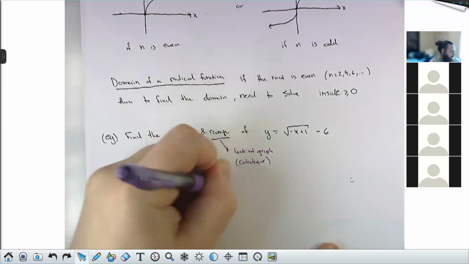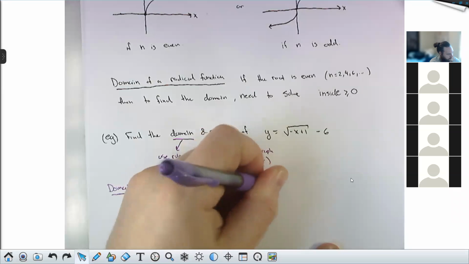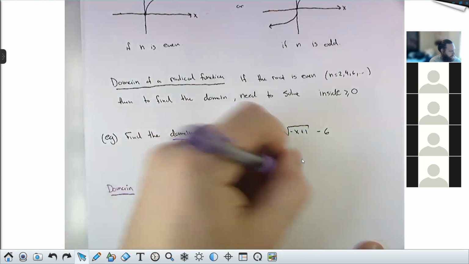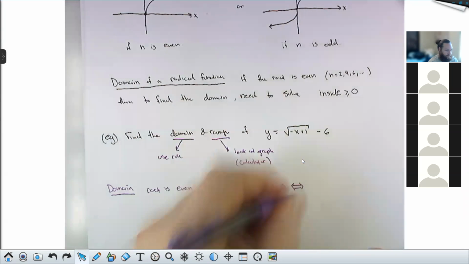So we need to solve the inside is greater than or equal to 0. The idea here is that you don't want to take the square root of a negative number. So this function will be happy as long as the thing under the square root is greater than or equal to 0. Being 0 is okay. The square root of 0 is 0, no problems there. This does, however, mean that you got to solve an inequality.